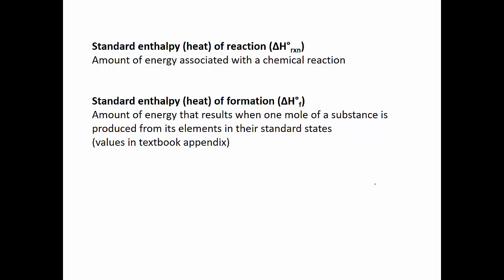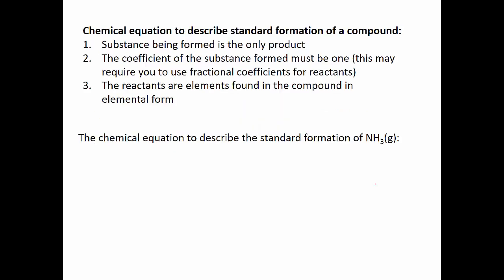So the first thing we're going to do is review how to write an equation that would represent a formation reaction. So how we write a chemical equation to describe the standard formation of a compound. Number 1, the substance that we're talking about is being formed, so it is a product, and it is the only product of your reaction. 2, the coefficient of that substance must be 1 because we're only forming 1 mole of that substance. This means that this may require you to use fractional coefficients for the reactants. And that's why we talked about using fractional coefficients in an earlier chapter.